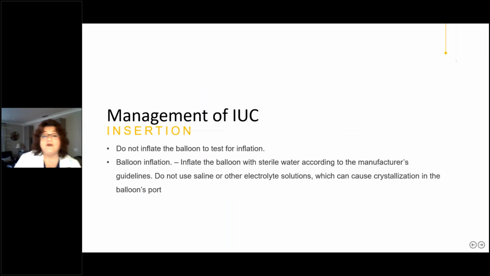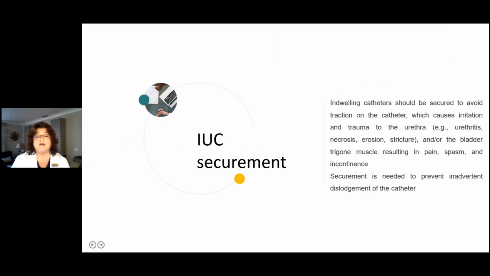So management, insertion: it's important not to inflate that balloon to test for inflation. The balloon should be inflated using sterile water according to the manufacturer's guidelines. If you use saline or other electrolyte solutions, that can cause crystallization in the balloon's port, which makes it very difficult for removal. So it's important to read the manufacturer's guidelines, but also to remember that sterile water is usually what is used, and it comes in the kits if they come in a kit.